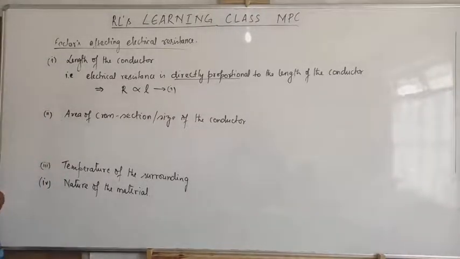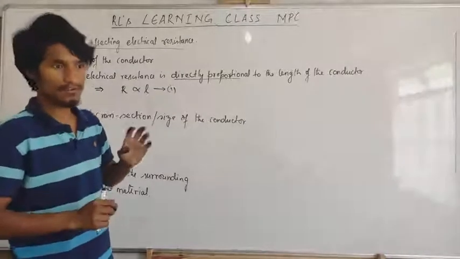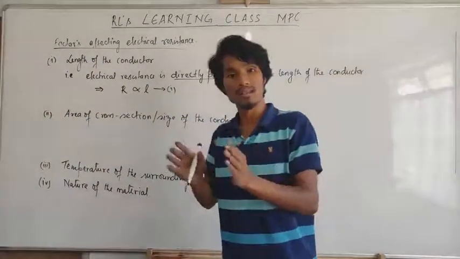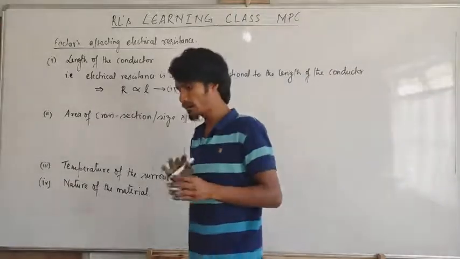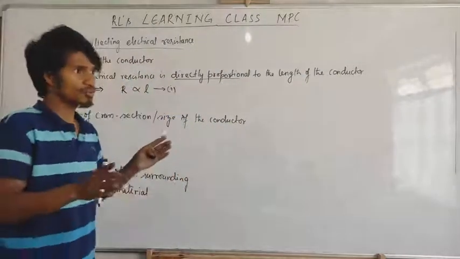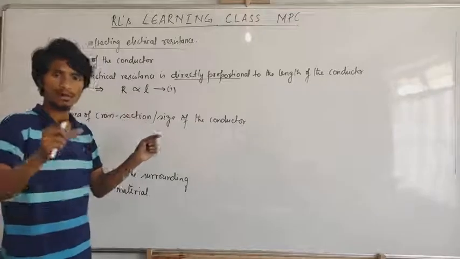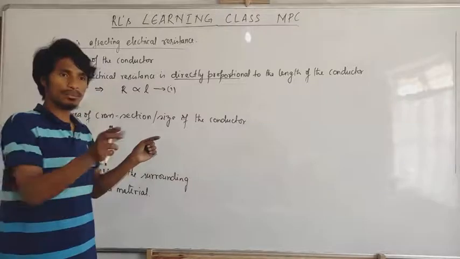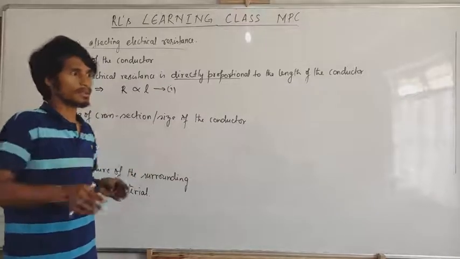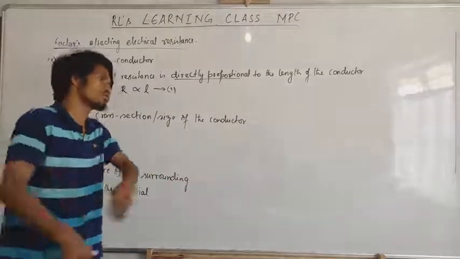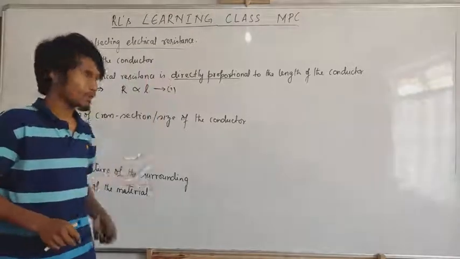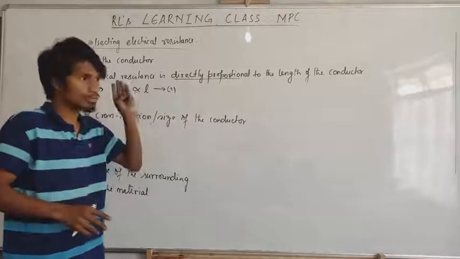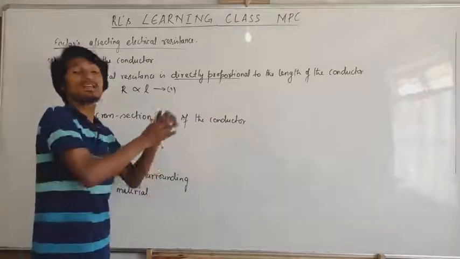Now come to area of cross section or size of conductor. As the size of the conductor is more, remember, electrical resistance will be less. Why? I'll give you an example. If I give you two roads, one a small road and one a big road, which road would you prefer to go on? In the big road you can travel so fast and no one is disturbing you. But in the small road it is too congested, and you don't want to go there because there are so many obstructions.